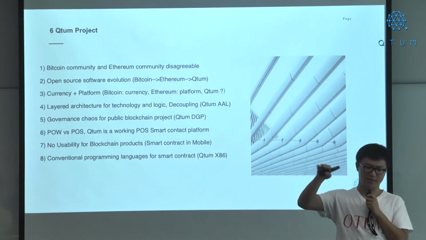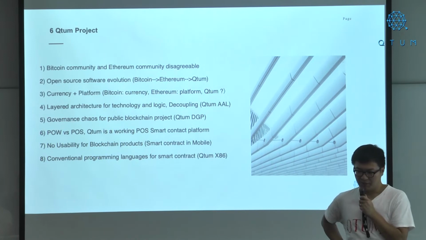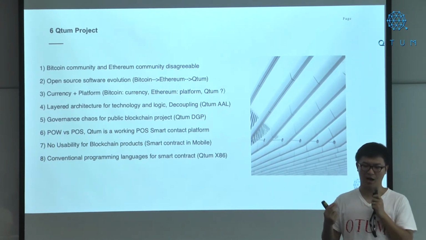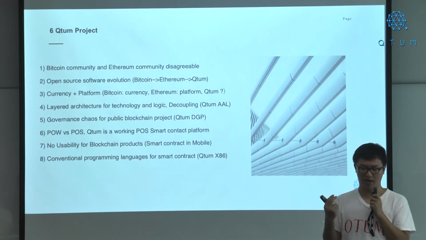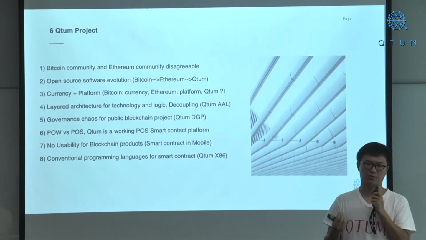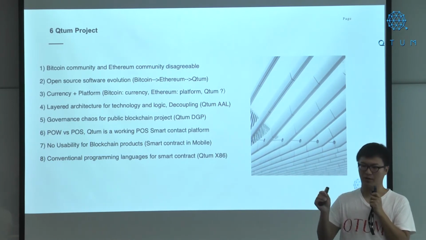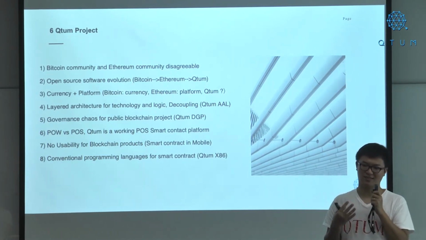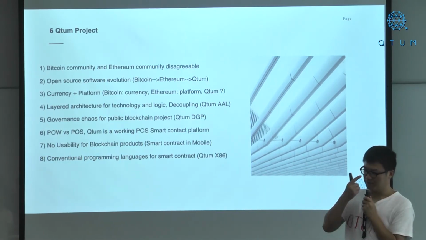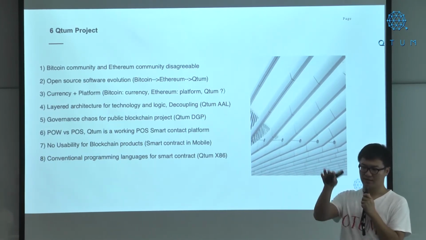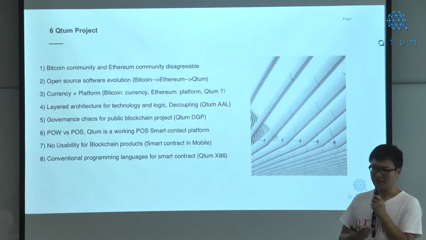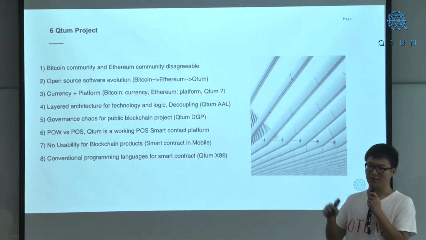Also, it's a very different idea. We want to design a layered architecture, because Ethereum is a deeply coupled system: the EVM is deeply coupled with the account model, so you cannot really separate the EVM. So we want to decouple the whole architecture and design different layers. We have a basic layer, a virtual layer, and a smart contracts layer.